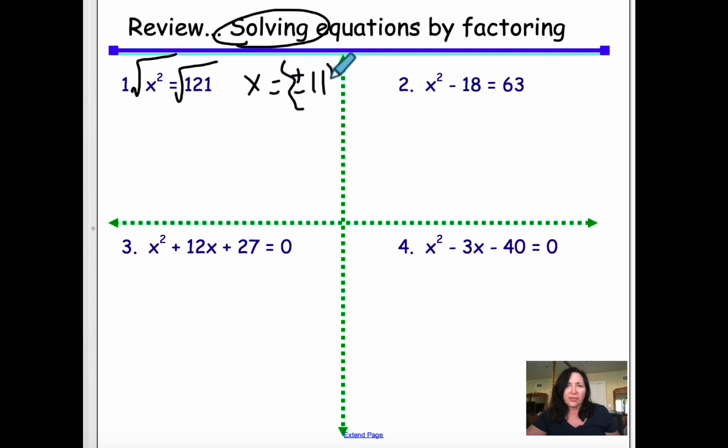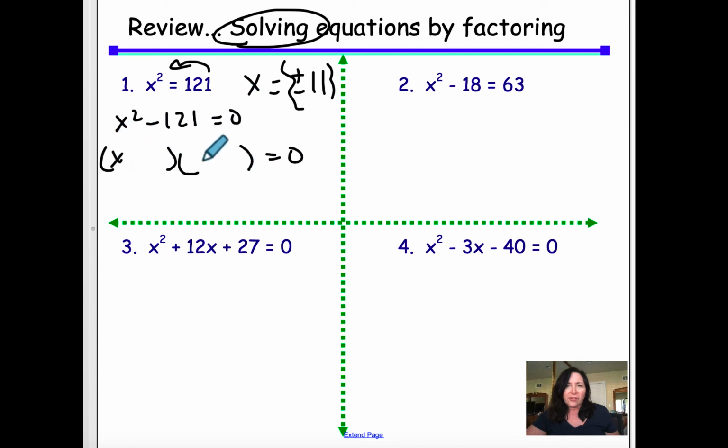The reason is this. Let me show you. So move this over. It's quadratic, so you want to set it equal to 0. x squared minus 121 equals 0. Factor. This is a difference of two squares. You've got x, you've got x, one's plus 11, one's minus 11. You split it up, you set both sides equal to 0. You get x equals 11, and you get x equals negative 11.